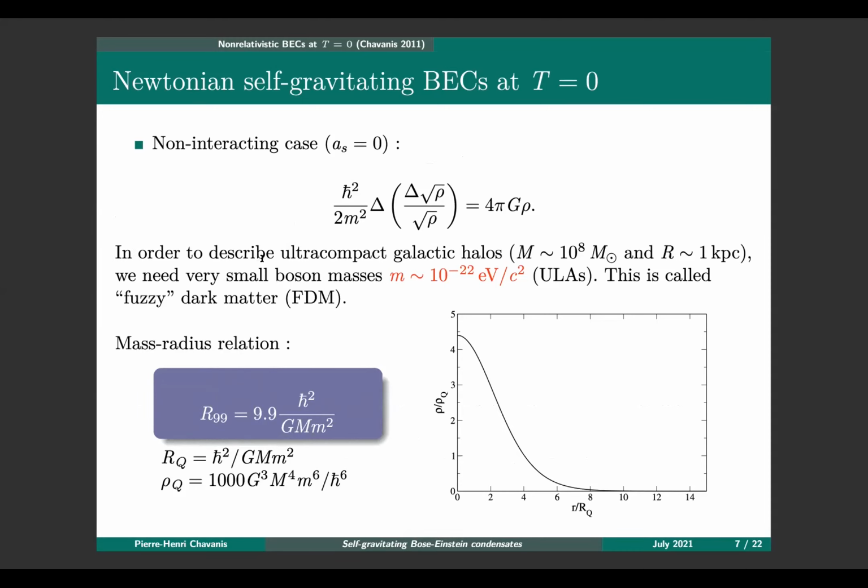Finally, in order to describe ultra-compact galactic halos with mass 10^8 solar masses and radius about 1 kpc, with this Bose-Einstein condensate dark matter model, we need a very small boson mass of the order of 10^-22 electron volt. So this could correspond to ultralight axions. And this kind of dark matter is called fuzzy dark matter.